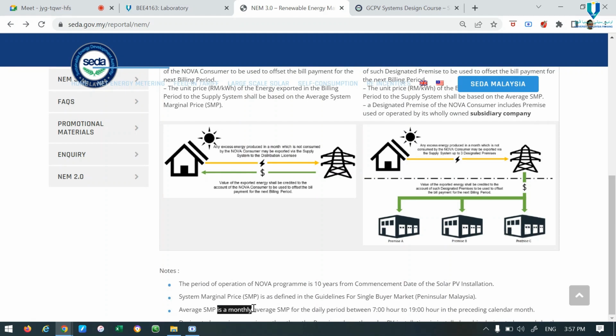Ni average S&P is a monthly average S&P for the daily period between 7 hour to 9 hour in the preceding calendar month. Ini kena tengok betul ni. S&P ni is defined as the guideline for the single buyer market. Ini kena tengok pula. Saya tak pasti, saya tak detail lah. Maksudnya ni bukan one to one basis. Dia ada syarat lain lagi lah. Kena tengok dia punya polisi ni.